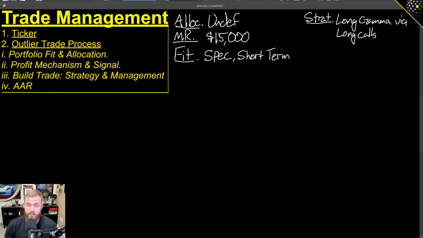Now, what I do use to manage overall sizing and risk is a max risk limit. And in this case, I used $15,000. This is a very, very small fraction of the account. This is for a very specific reason, which we'll talk about in a minute, why this is such a small amount relative to the total portfolio. It's less than 1%. And if we take a look at the overall fit, this is clearly going to live within the speculative allocation. This is a highly, highly speculative play. It's going to be very short term. Why is it going to be so short term? Because of the overall idea behind this trade.